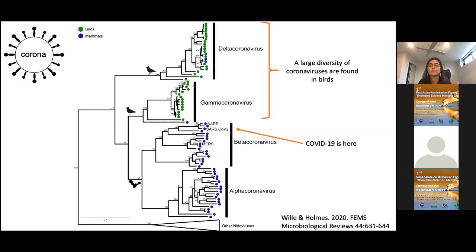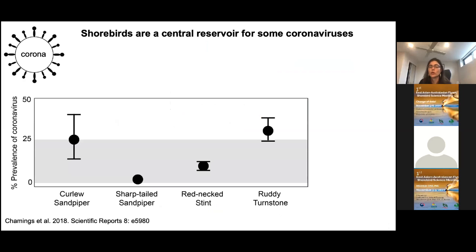Now, we've done a little bit of work in shorebirds here in Australia. We had a study come out about 2 years ago where we took all the samples we would normally collect for influenza virus and screened them using a general screen to look for coronaviruses. Okay, so we didn't specify what kind of coronaviruses, just coronaviruses.